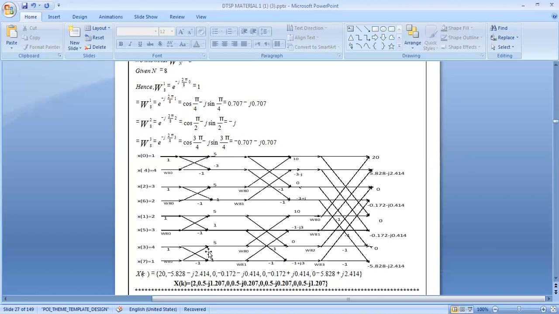The next one, 5 plus 5 will be 10. Then 1 minus 3j, and this also has to be multiplied by minus 1. The next one, 5 minus 5 will be 0. The next again we will be getting minus 1 plus 3j as the answer over here. Okay, now the second stage is over. Next we have to compute the 8-point DFT.